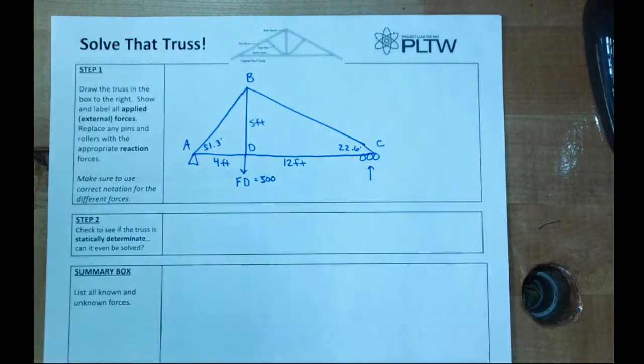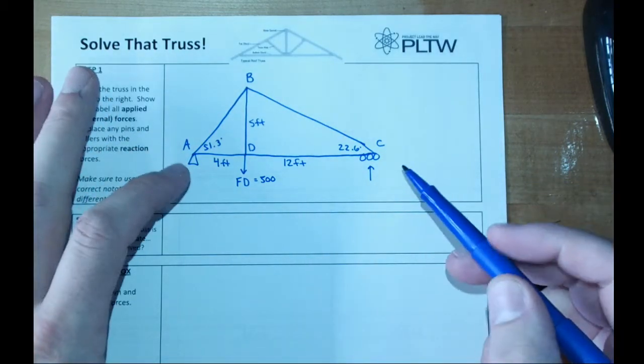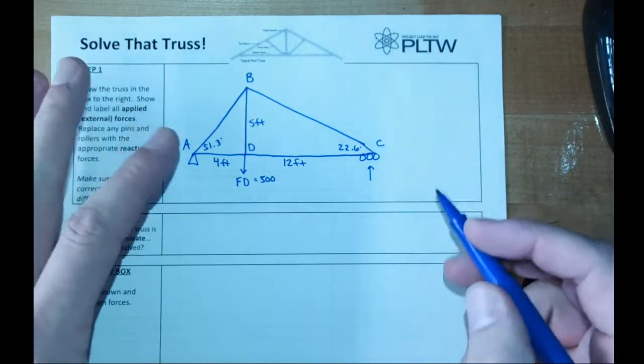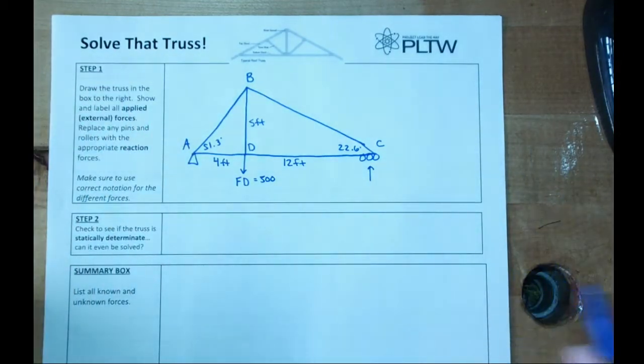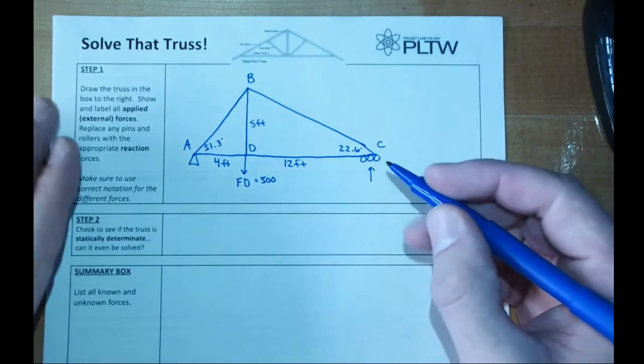All right, here we go. So, what do we need to know very first thing within this? What do we do before I give you anything? We've got the pin and the roller. What do we have to do? Pop in reaction forces. Okay, so pop in reaction forces. Sometimes, and up till now, I've given them to you. So a roller, how many reaction forces does a roller have?